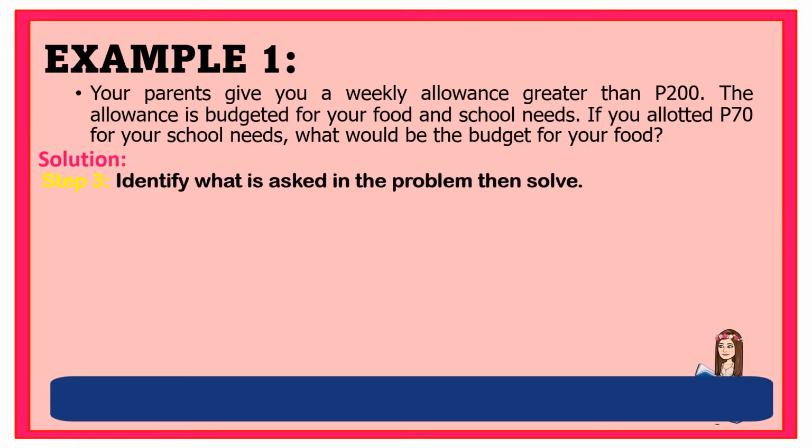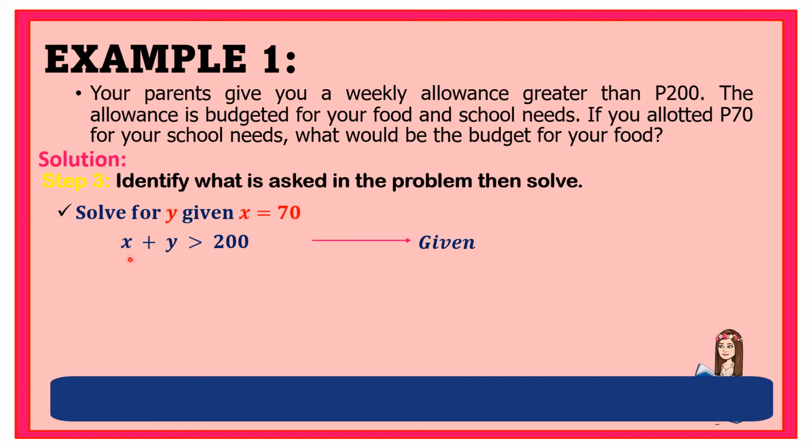So, tuloy natin. Identify what is asked in the problem and then solve. Ano nga ba yung hinahanap sa problem? Hinahanap natin yung budget for food. Eh, di ba Y yung representation? So, we need to solve for Y. So, we will solve for Y given that X is 70. Kasi binigay na yung school needs daw ay 70 pesos. So, let's start. The given equation kanina is X plus Y is greater than 200. So, we substitute X daw by 70 later on. But before that, we need to solve this problem first.